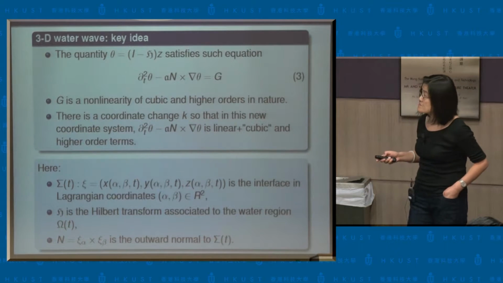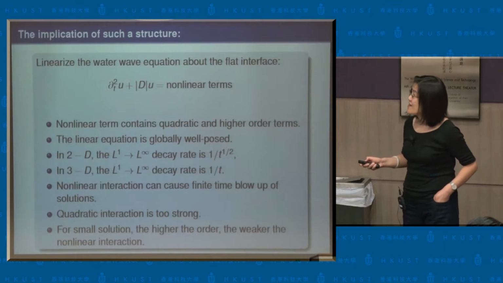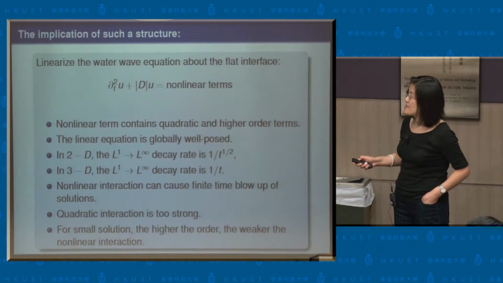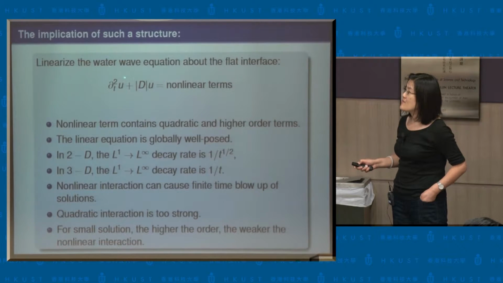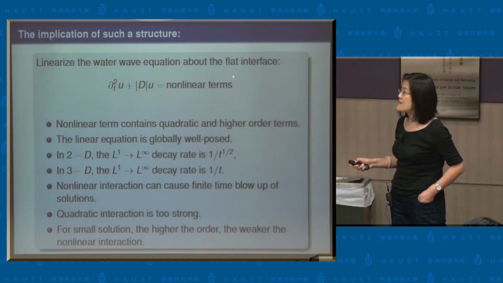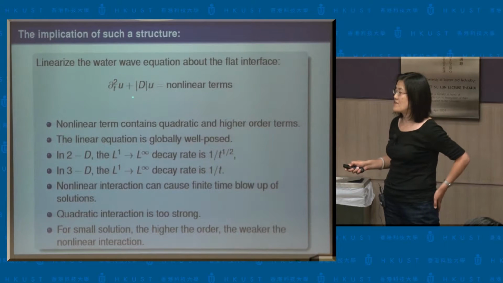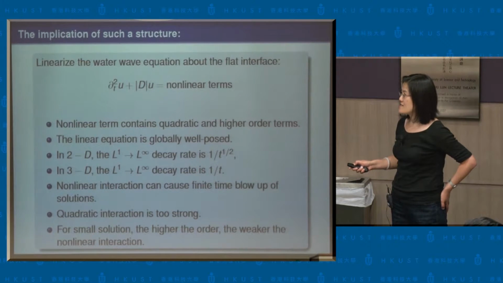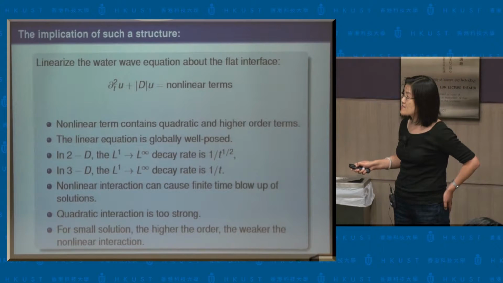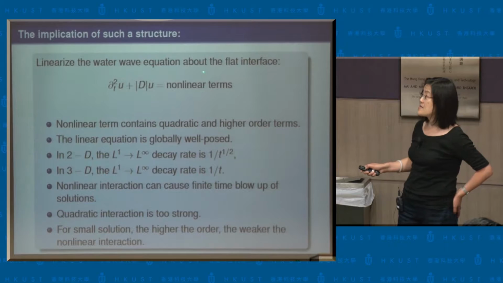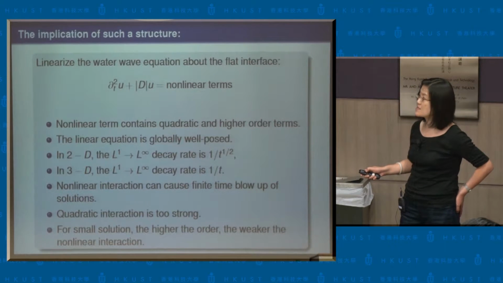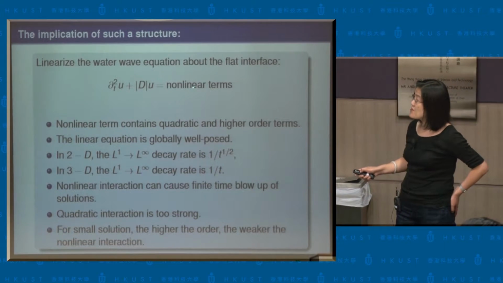Okay. So now heuristically, we can see the implication of such structure. Of course, if we linearize the water wave equation naively, say if U is the velocity field, that's what we get. I just write down the linear part and then put the nonlinear part on the right-hand side. So the left-hand side looks like this. If you just linearize straightforwardly, you will see that the nonlinear part contains quadratic nonlinear terms. Okay, and if we forget about the nonlinear terms, we just look at the linear part.